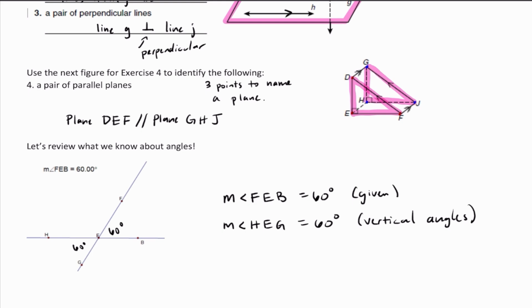Now we need to figure out how long the measure angle HEF and measure angle BEG are. We can see that this forms a linear pair. If this is 60 degrees, then this must be 120 degrees. Because remember, linear pair, the two angles add up to 180 degrees, and they are stuck together. So if this is 60 degrees, then the measure angle HEF is 120 degrees.